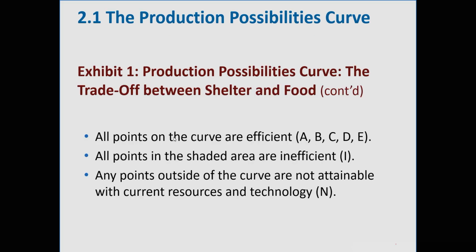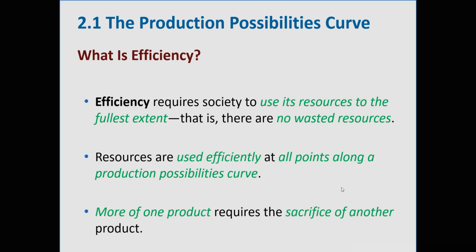Let's move on. So all points on the curve are efficient. All points in the shaded area are inefficient. Any point outside the curve is simply not attainable with the current resources and technology you have. So in other words, efficiency requires society to use its resources to the fullest extent. No wasted resources, no unemployment.